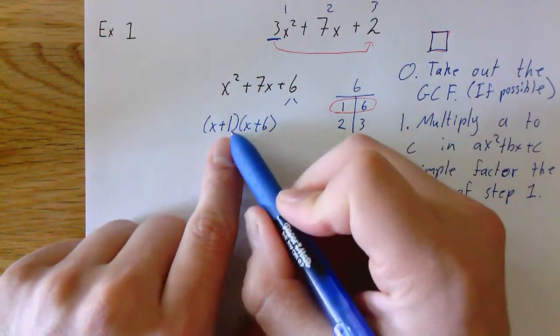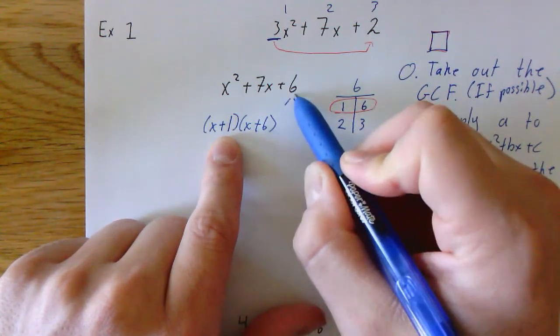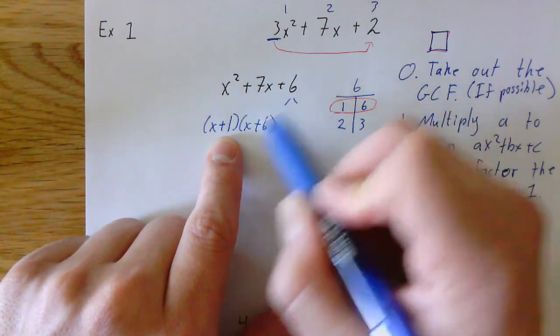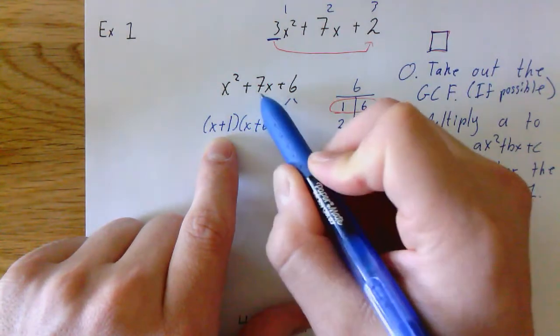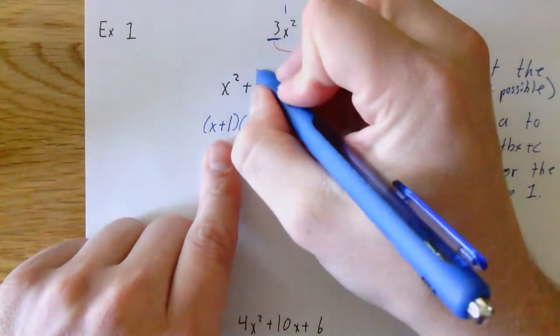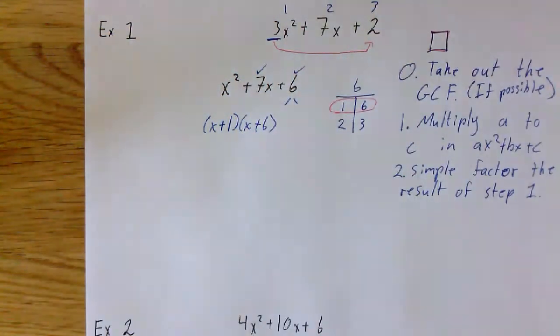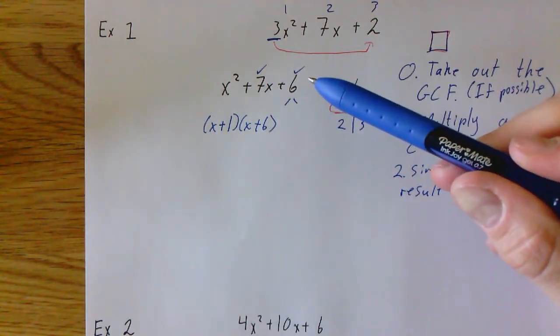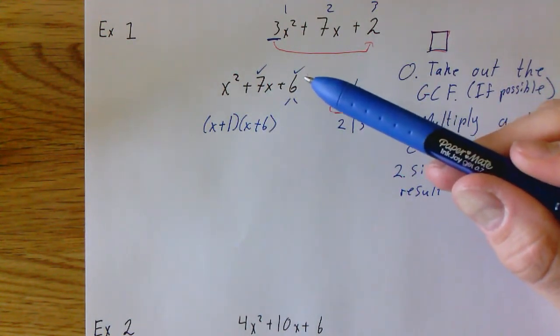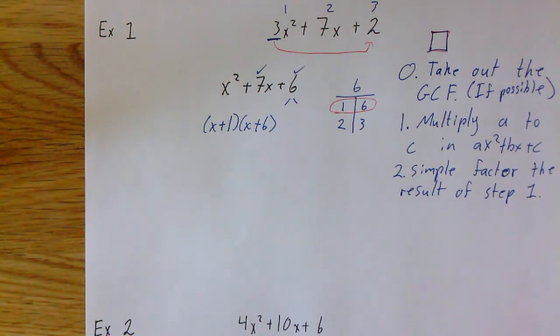And we can just double check real quick that everything works out. We can ask ourselves, is 1 times 6 6? It is, so that's good. And then 1 plus 6 is 7, so we're all good there. It adds to the middle number and it multiplies to the last number. Those are some beautiful check marks. Someday I hope you too can learn to write check marks so immaculately.